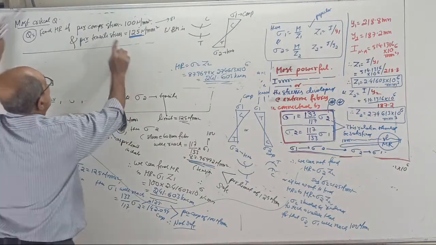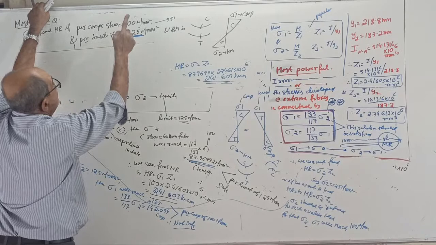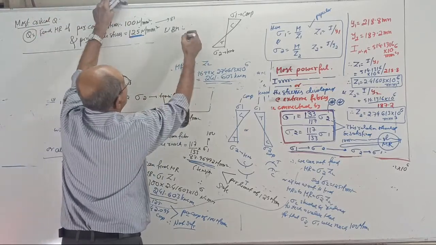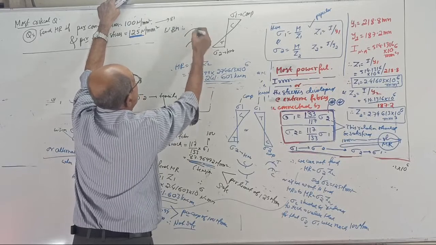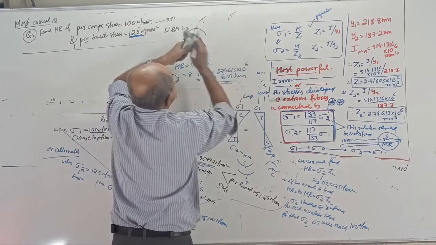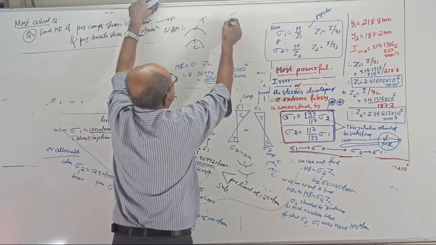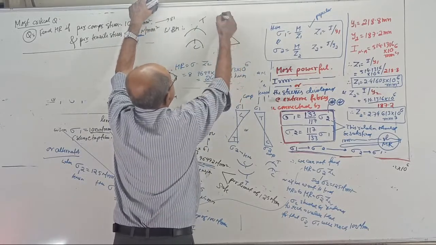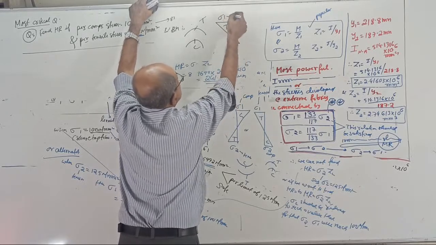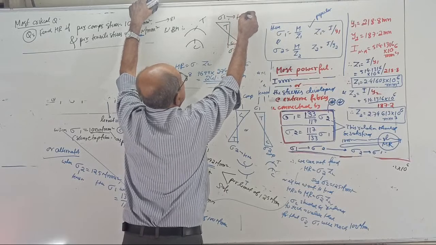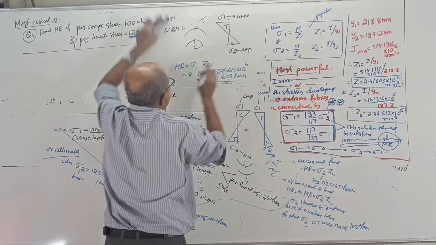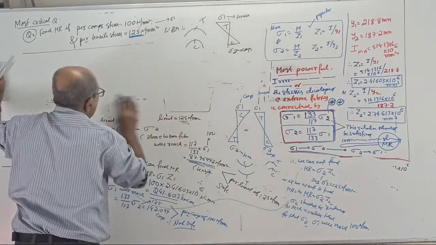See, same question: compression 100, tension 125, but BM is hogging. BM is hogging, top tension, bottom compression. So, the stress diagram is like this. This is your sigma 1, this is sigma 2. Sigma 1 is now tension, sigma 2 is compression. I will briefly solve; you make a note later.